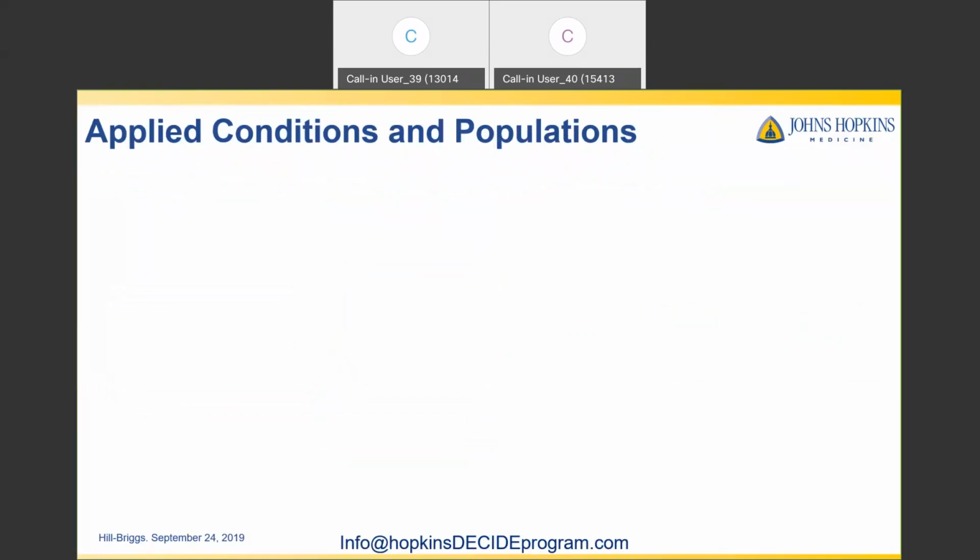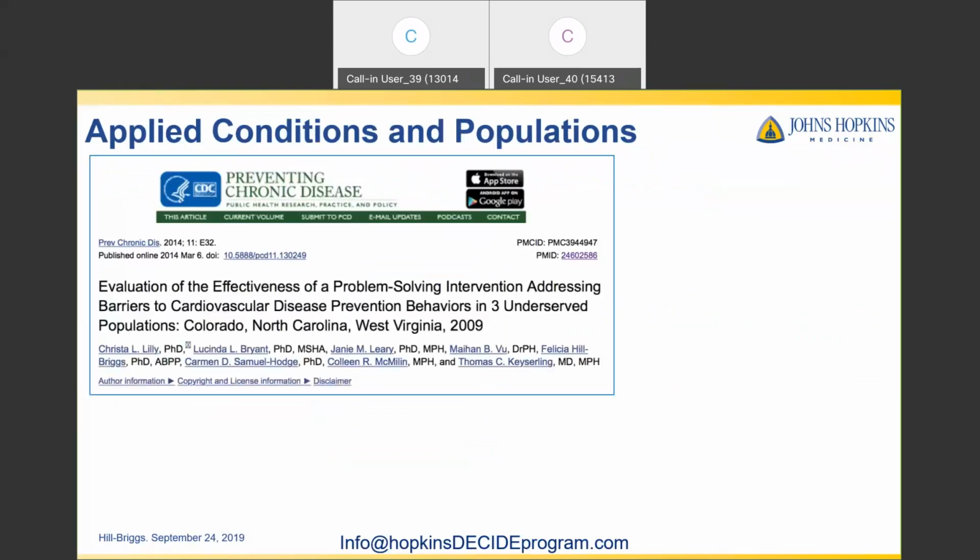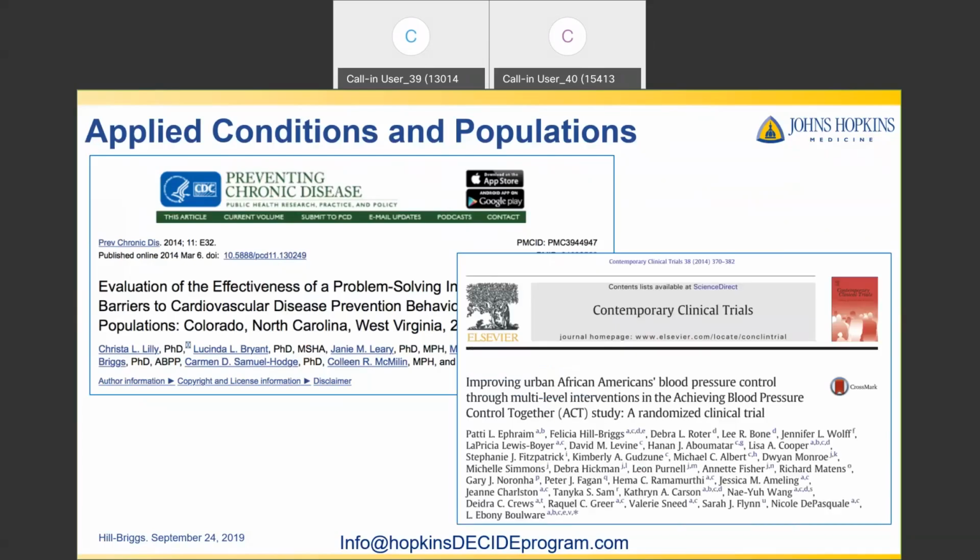So my research, of course, has been urban African Americans with low socioeconomic status. A CDC cooperative agreement tested the DECIDE intervention in rural populations in 3 states, and these populations were multi-ethnic: white, African American, Hispanic, Spanish and English speakers, and Native Americans. And the endpoint here was behavioral. This was for cardiovascular disease prevention, and they found the problem-solving intervention effective for those behavior changes.